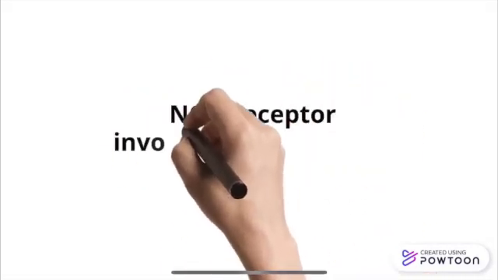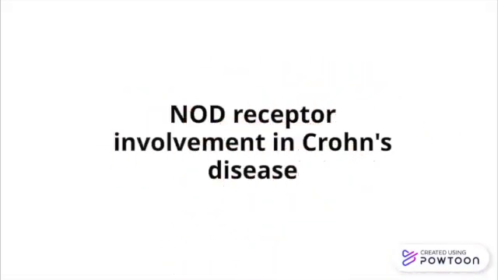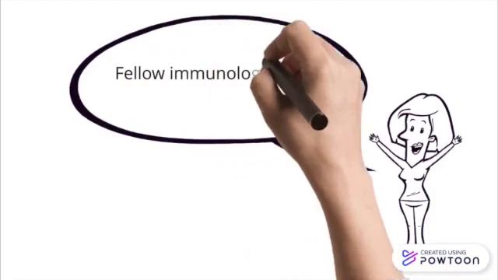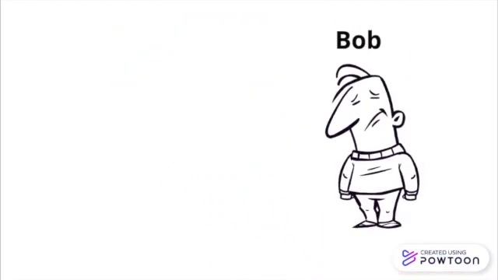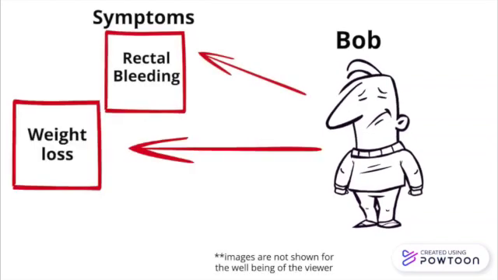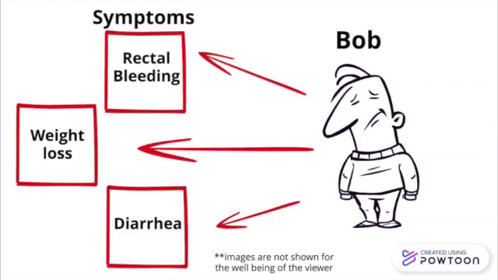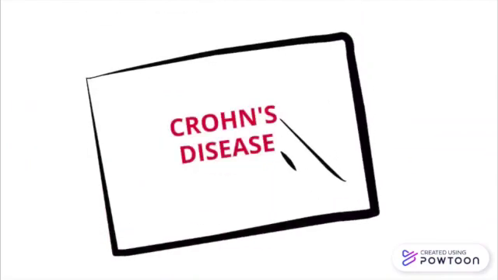We're talking about NOD receptor involvement in Crohn's disease. Fellow immunology students, let's discuss a case study. Here's Bob, a 24-year-old male who came into the clinic for on and off rectal bleeding, weight loss, and diarrhea. After a blood test and colonoscopy, he was diagnosed with Crohn's disease.